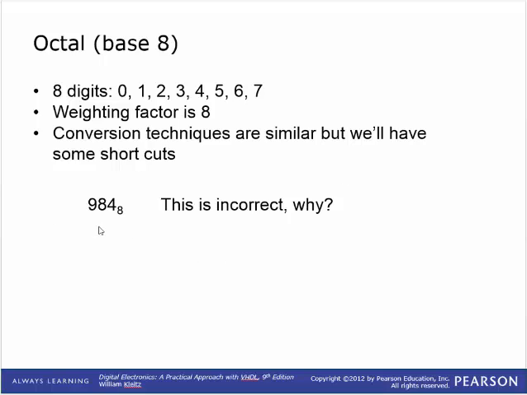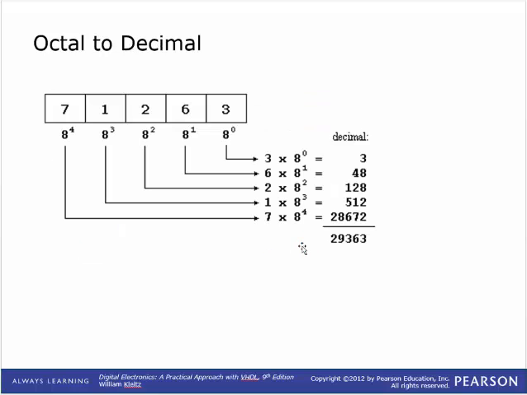And then let's look at this number, 984 in base 8. This is incorrect. Why? Hopefully you got why, because you don't have a number 9 and you don't have a number 8 when you're doing octal, right? You have the characters 0 through 7. So you can't say that that's a base 8 number because these characters do not exist in a base 8 numbering system, or an octal numbering system. So our weighting factor is an 8.